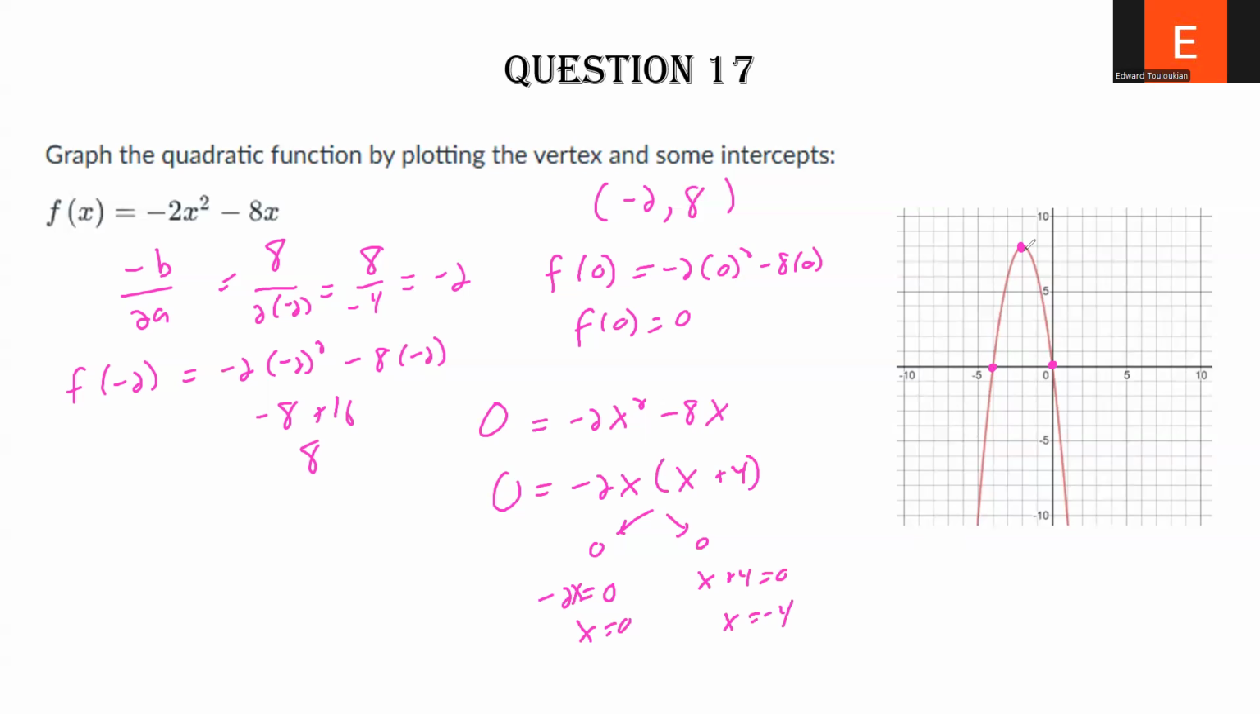Okay, so at this point I have the vertex, I have 3 intercepts, 2 happen to be the same, but that should give me enough information then to pin down which graph I need to look at.